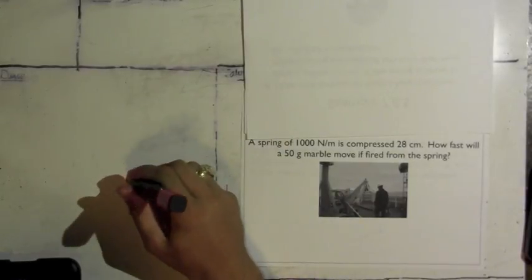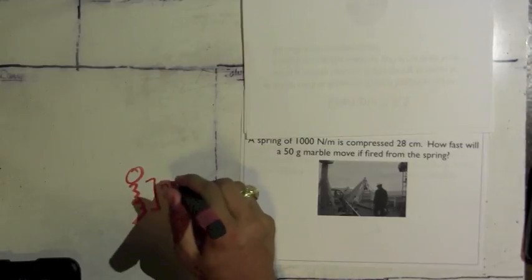Okay, this question says a spring of 1,000 newtons per meter is compressed 28 centimeters. How fast will a 50-gram marble move if fired from the spring? So basically we have like the CPO marble launcher, where you have the marble on a spring, and it's compressed a total of 28 centimeters from its original length.